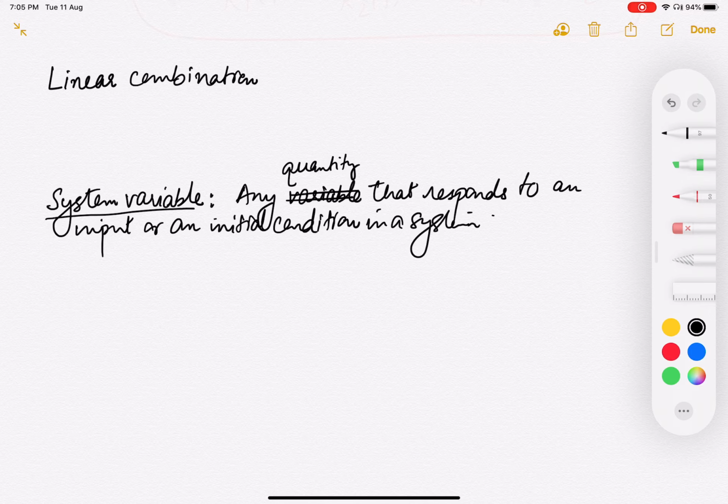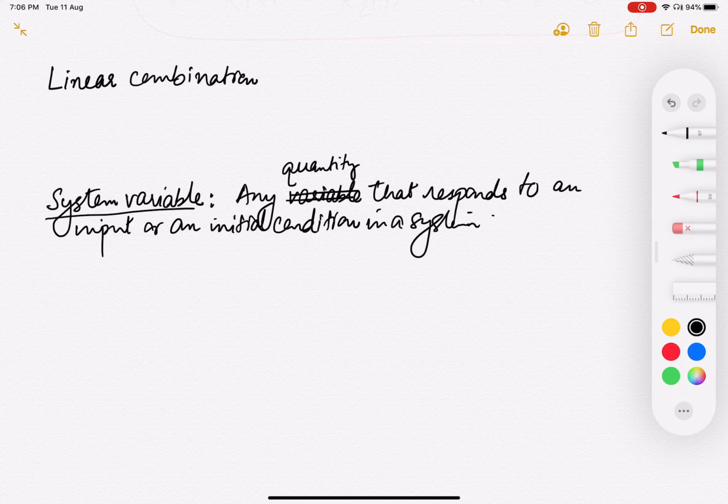And for example, you have a mechanical system, and you apply a torque. So the displacements, the angular velocities, the angular acceleration, and all these things would change. So you'll say all these are system variables, right?